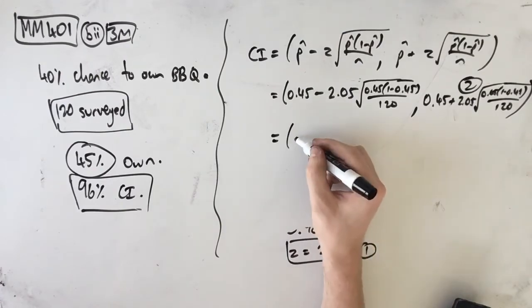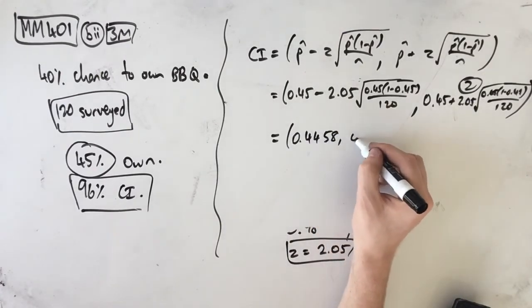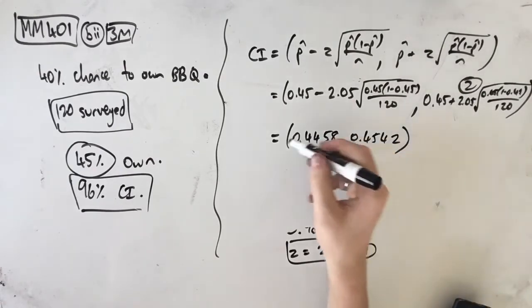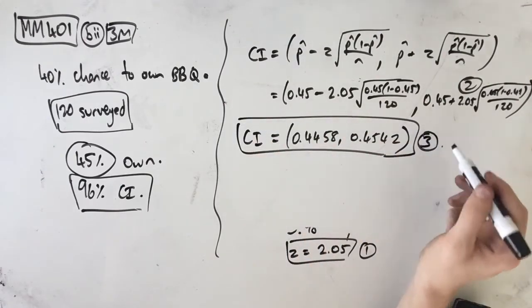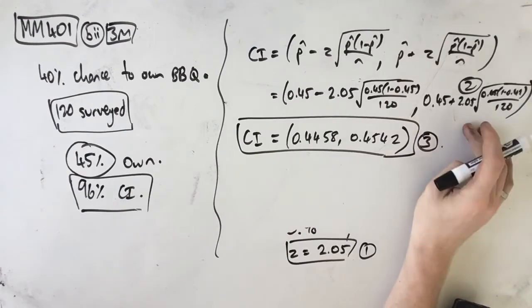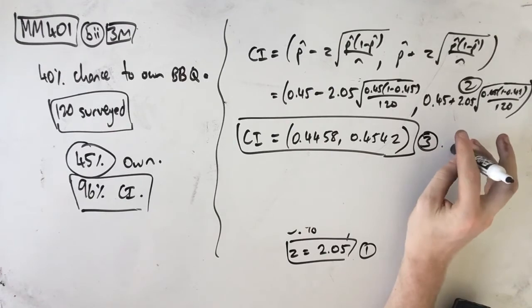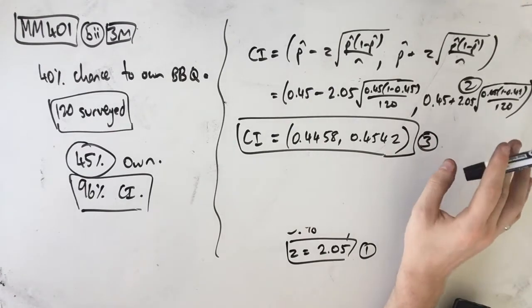And our third mark is actually stating what the confidence interval is. So 0.4458, 0.4542. And that's it. That's our third and final mark for this question, guys. I know confidence intervals are irritating, but it's just part of the study design now, and you've got to deal with it. So that's it. Let's move on to part C.